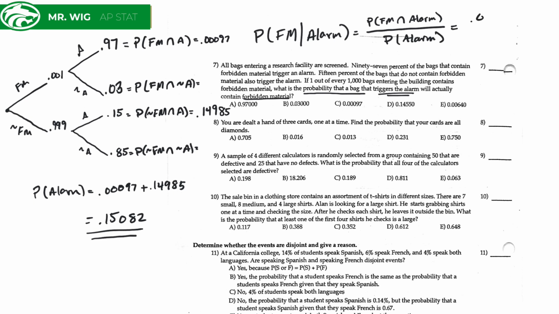So this is going to be 0.00097 divided by 0.15082. That's equal to 0.0064. And that becomes answer choice E.